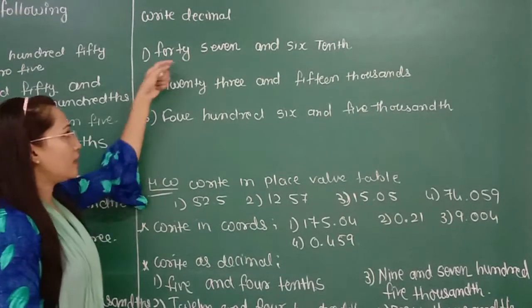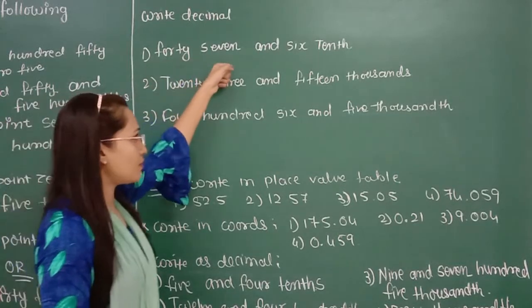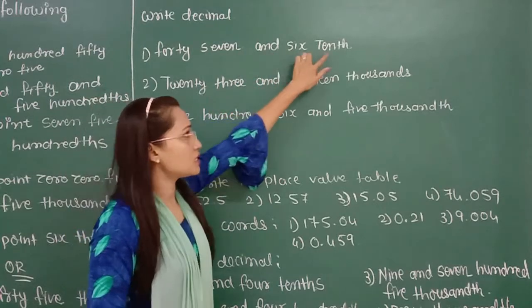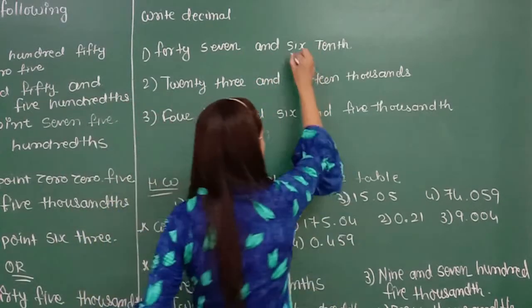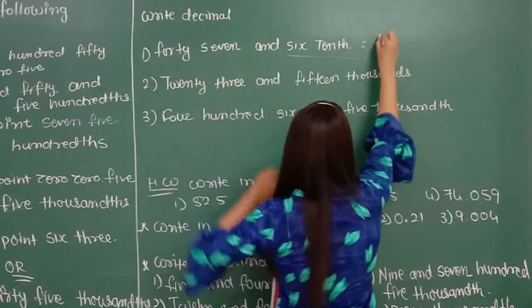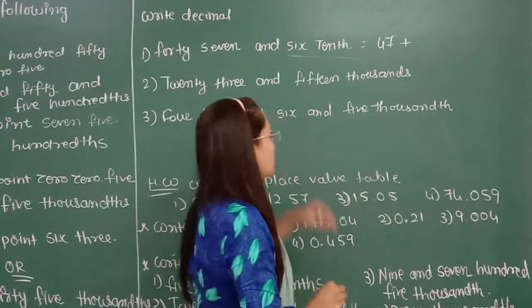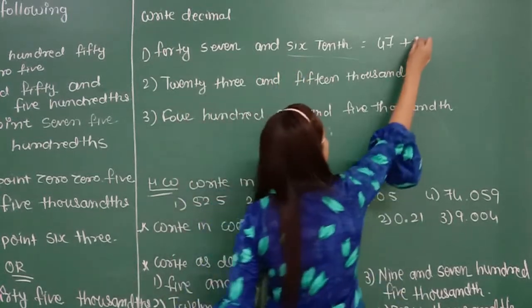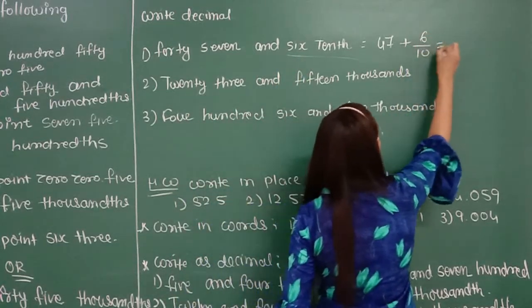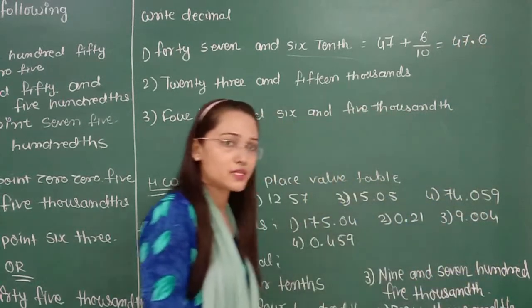Now next one, write the decimal number from the name. So here first 47 and 6 tenth. So 6 is at the 10th place. So here we can write 47 and is there, means we have a decimal point. 6 tenth means it is 6 by 10. So here we can write 47.6. So this is the decimal.